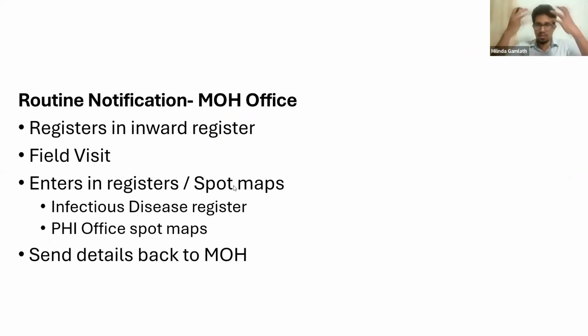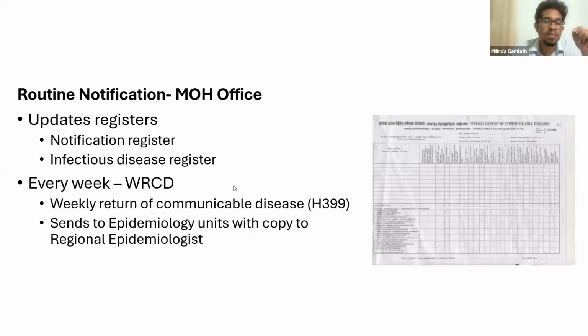In addition, after the PHI does the field investigation and comes back, they have to fill in certain registers and update the disease on certain spot maps. Spot maps are these maps in the PHI's office. So he has to update those maps. Like if it's a dengue case, then he has to put a new pin in his map saying that this is a new dengue case in this area.